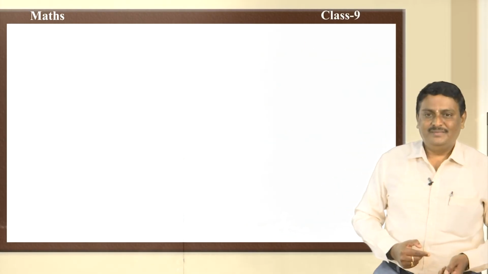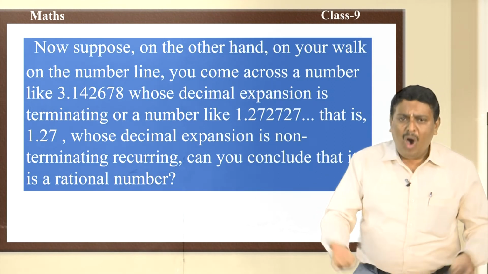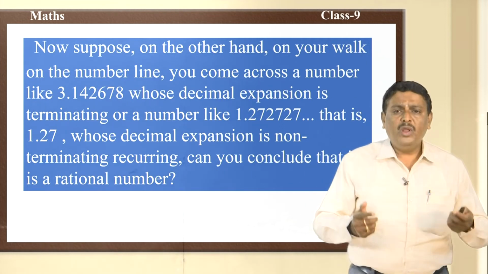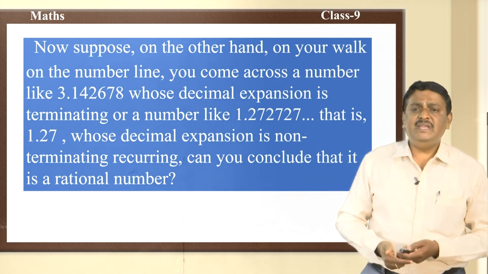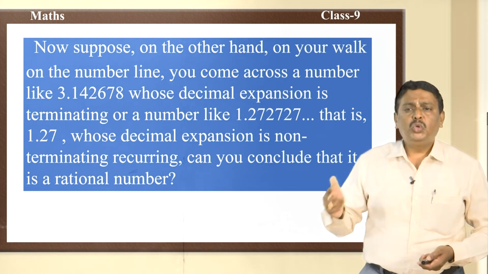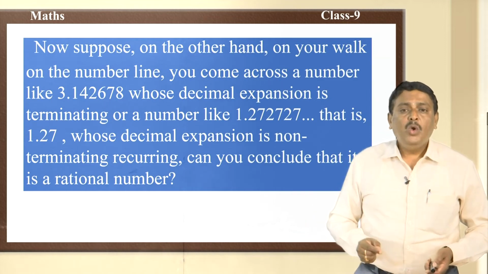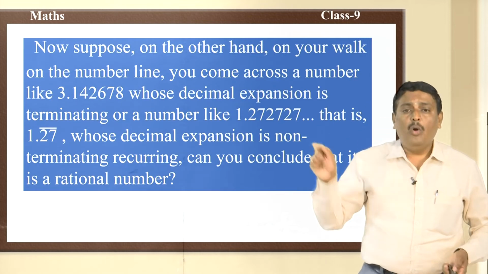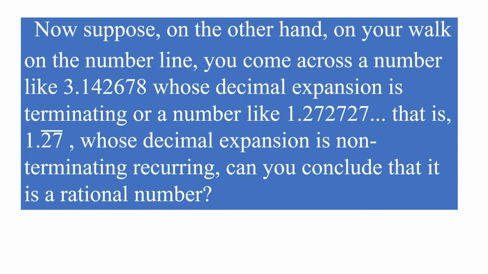Okay, we move on to the further. Now suppose, on the other hand, on your walk on the number line, you come across a number like 3.142678, whose decimal expansion is terminating, or a number like 1.272727..., that is 1.27 with a bar on 27, whose decimal expansion is non-terminating recurring. Can you conclude that it is a rational number?